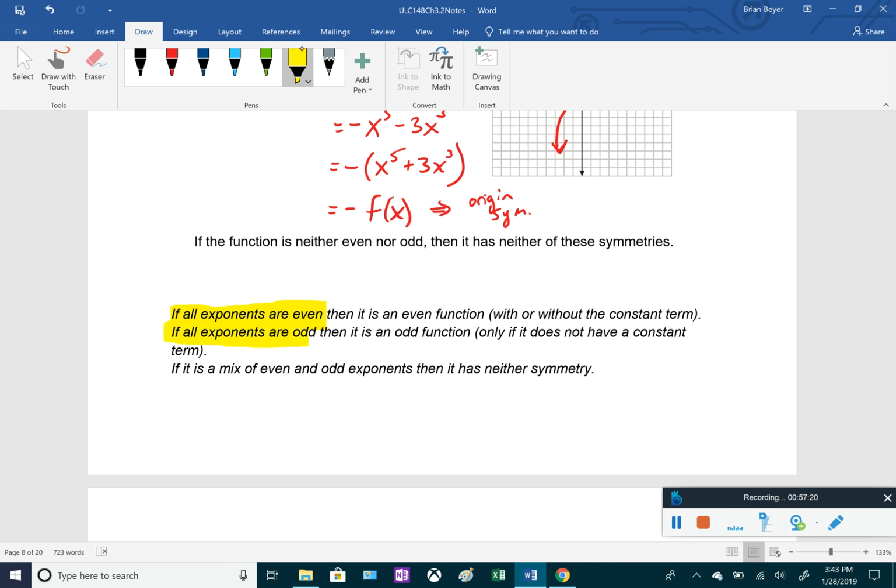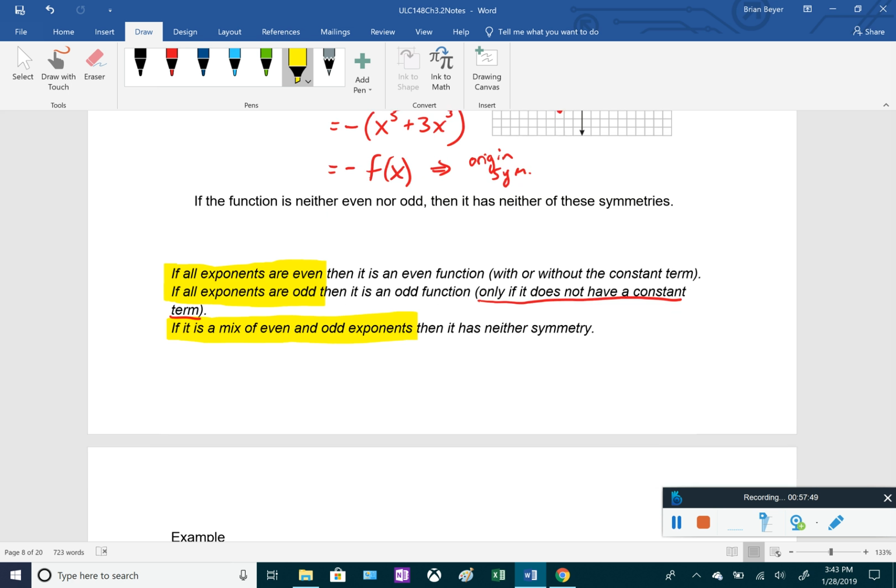If all exponents are odd on each term, then it's an odd function. So the thing you have to look out for here is only if it does not have a constant term. The constant term will throw off odd symmetry. And then if there is a mix of even and odd exponents, then it has neither symmetry. So I'm going to be using this shortcut to do these problems on the next page.